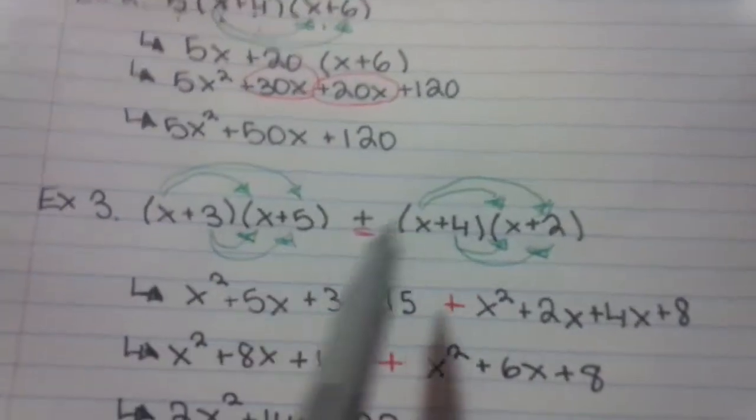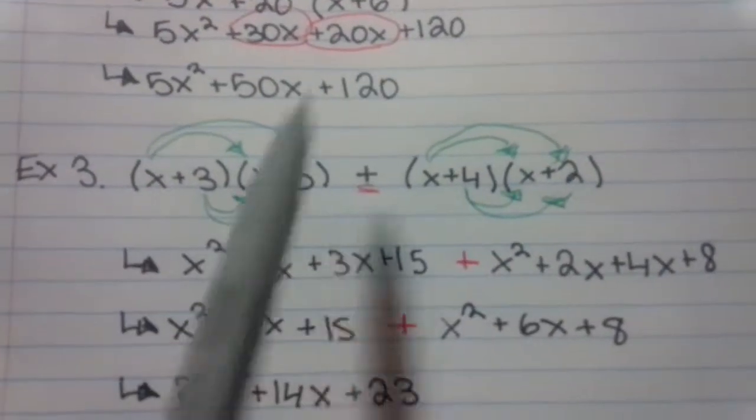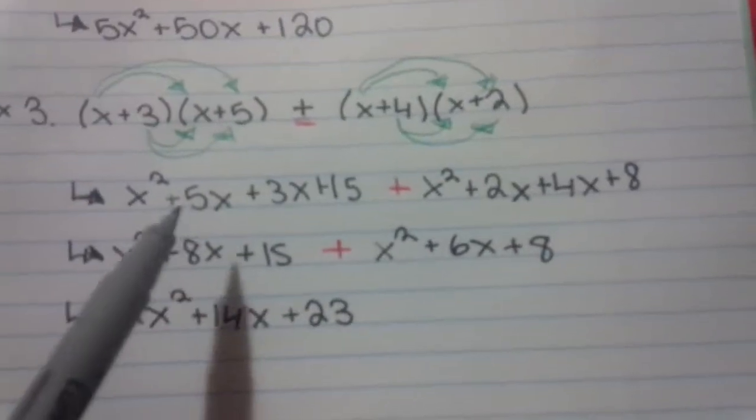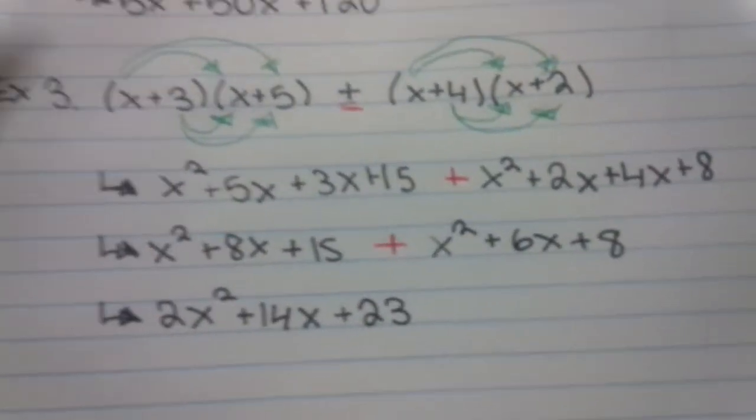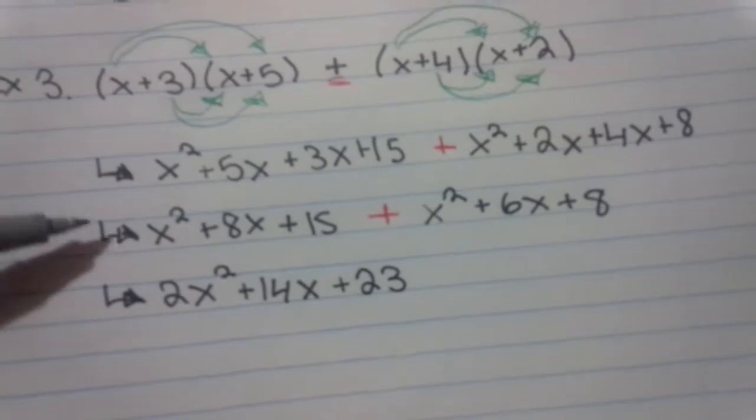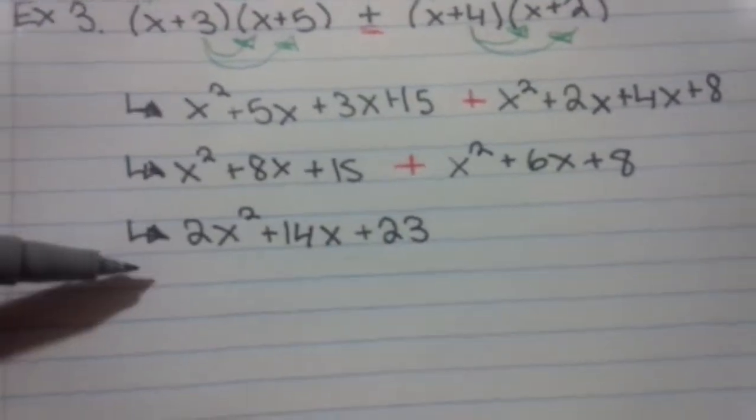When you have an example like this, you're basically doing the same thing, and then you're adding the like terms, and you're simplifying it to do this, and then you add the like terms, and you get your final answer. And that's all you need to know.